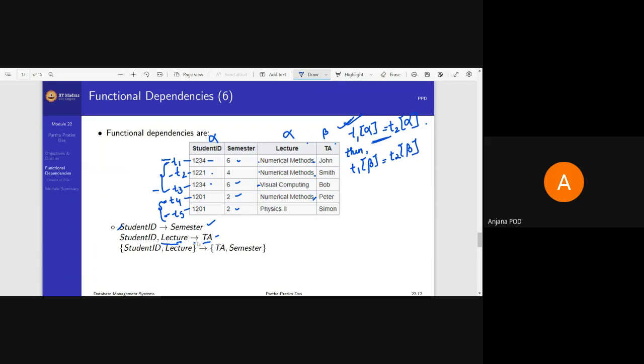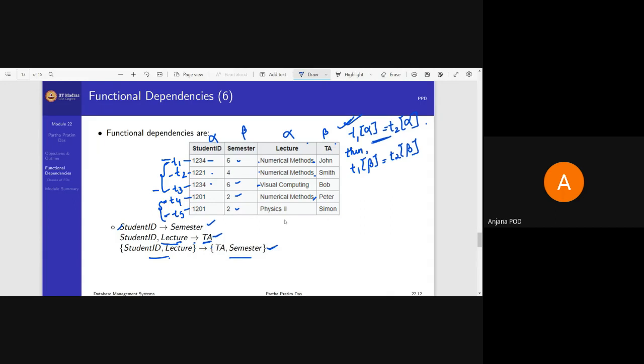So again, since in the second option we were simply taking a single attribute on the right hand side, let us take sets of attributes on both ends. We will take student ID and lecture again as alpha and TA and semester as beta. Since student ID and lecture have unique values, this particular functional dependency also holds.